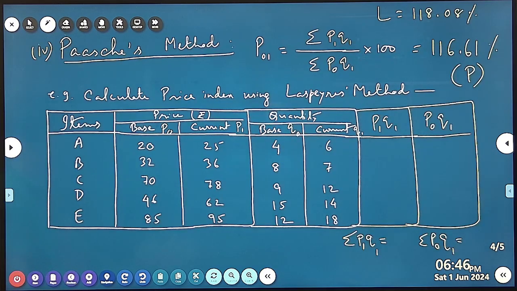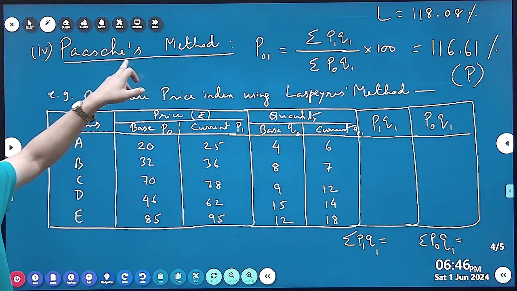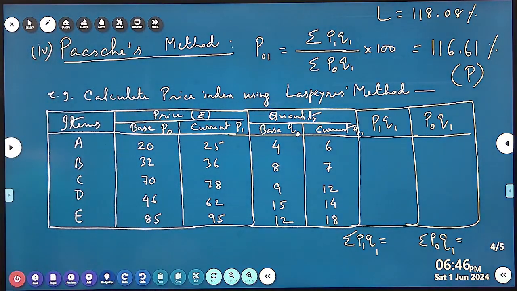Vishwan? Oh, P means P is the value by this method. Average? Oh yes. No. No.